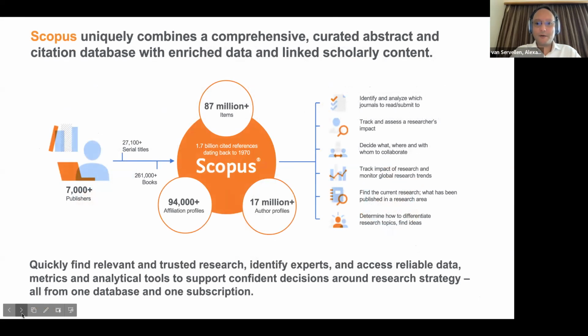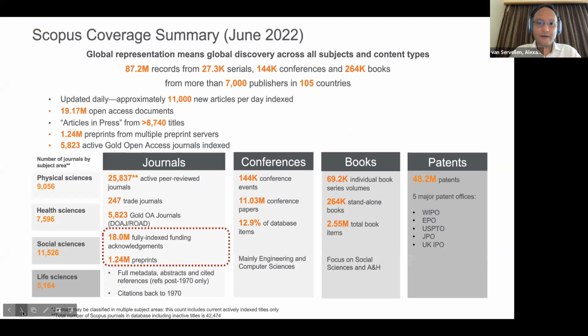Scopus content. So I mentioned Scopus collects article metadata from 7,000 publishers. I think we covered the basics of that already. But if you get to the nitty-gritty, we have almost 90 million records reflected in Scopus. 11,000 new articles are loaded every day. We cover almost 6,000 open access journals. But we don't only cover journals, also conferences and books.